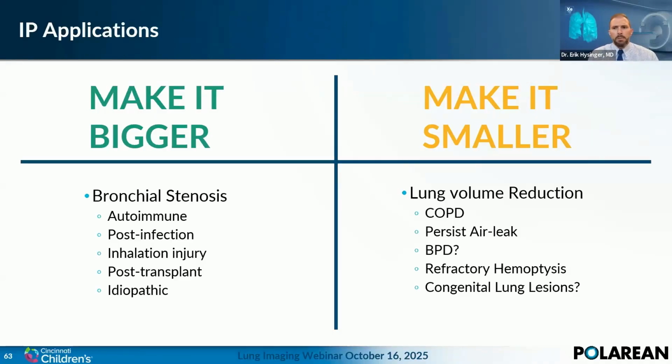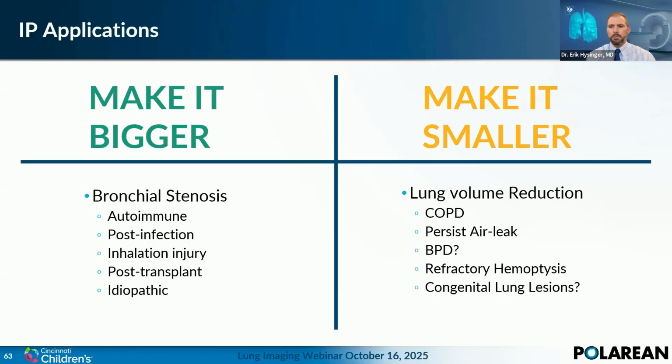When we're thinking about IP applications of using xenon, really we're focusing on the regional ventilation component of this. Are there areas that we need to open up, or are there areas that we need to shrink? Those are our two fundamental things that we can do. We can make it bigger, in particular with bronchial stenosis that can come from autoimmune disease. It could be infectious. It could be traumatic from suction or intubations, inhalation injuries. We'll see it in some of our transplant patients, and idiopathic.